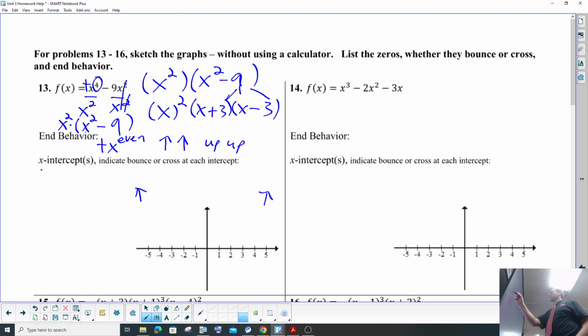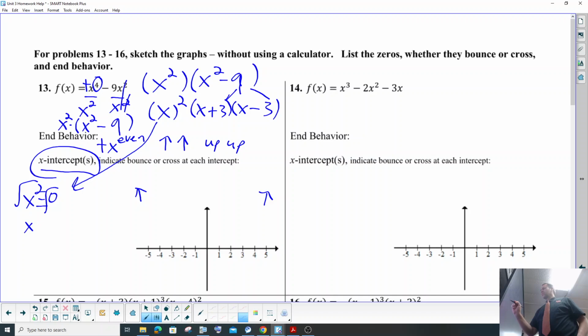Okay, now we do our x-intercepts. So we bring this one down. We have x squared equals 0. We square root both sides. The square root of 0 is plus or minus 0, but there is no plus or minus 0, it's just 0. So it's 0, but you remember that it's an even power, x squared. And so that means it's going to bounce.